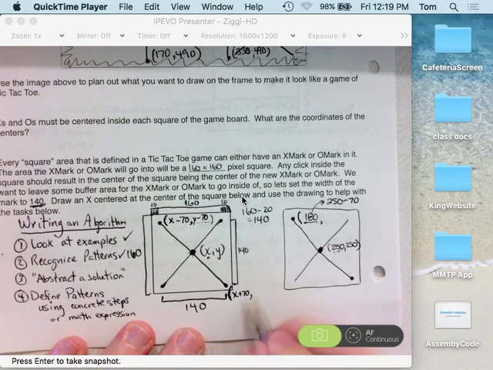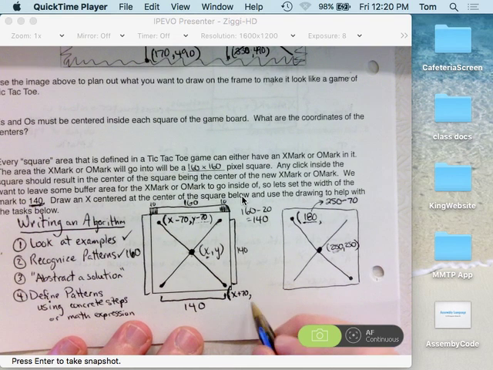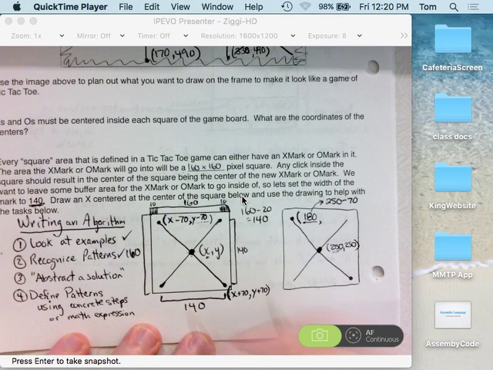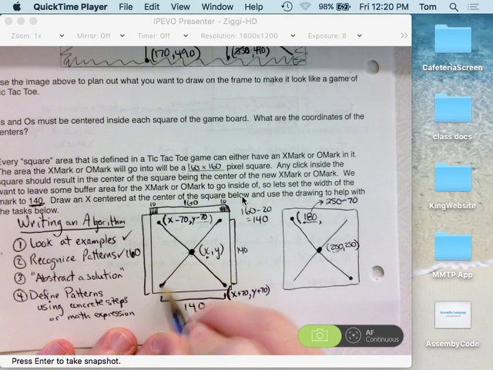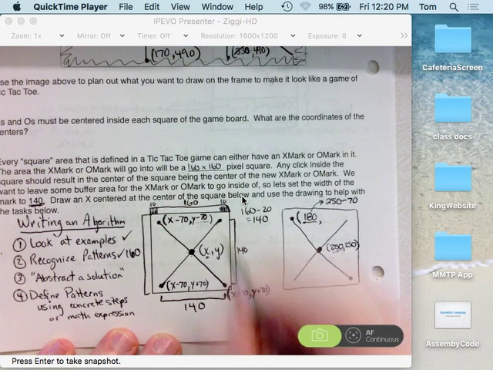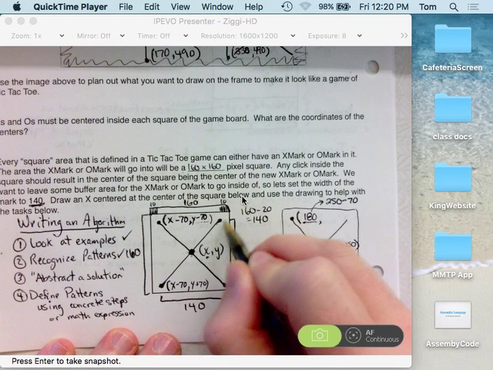Okay? What's this going to be for y? Alright, good. So this is going to be y plus 70. Alright? And then we still want to figure out what these points are, so let's figure out the coordinates of that. What is the x coordinate of this point going to be? X minus 70, good. And then y plus 70, really good.